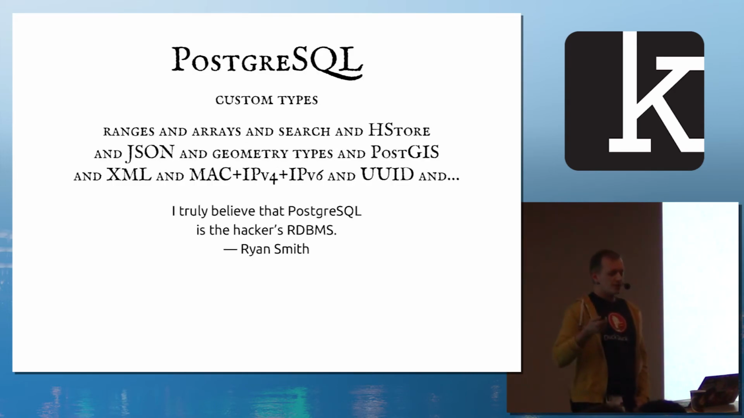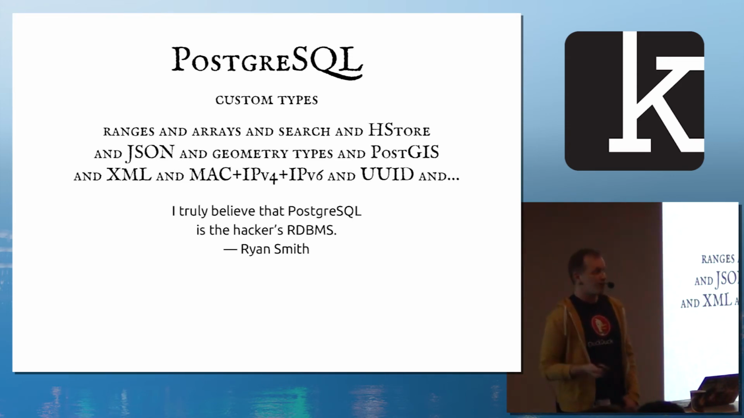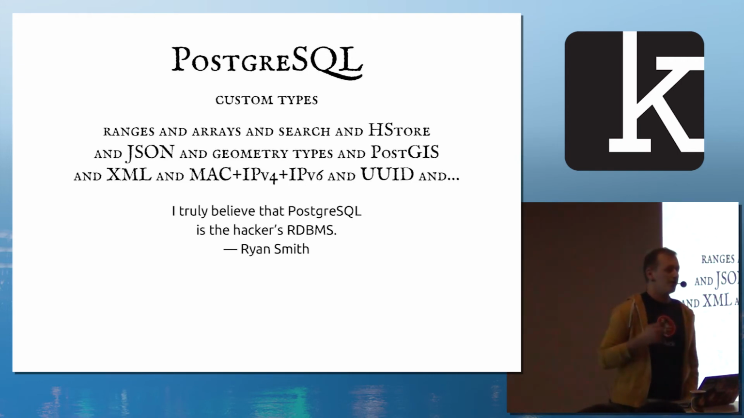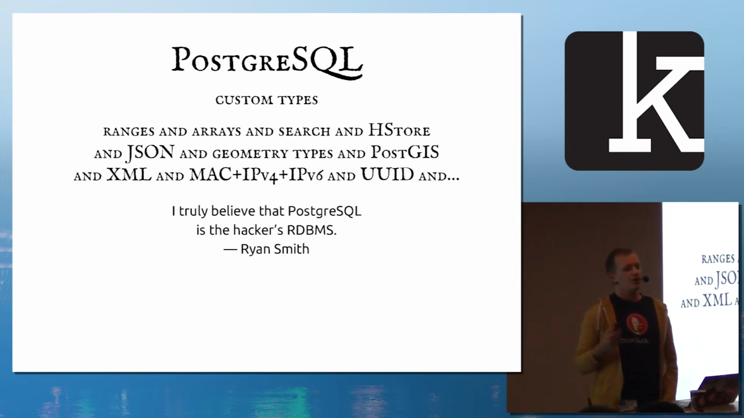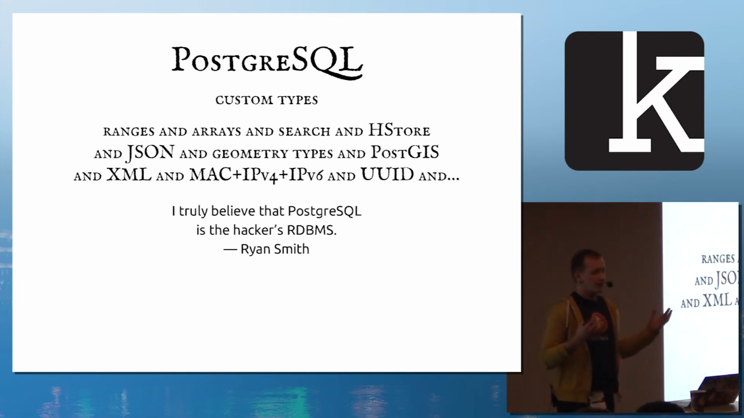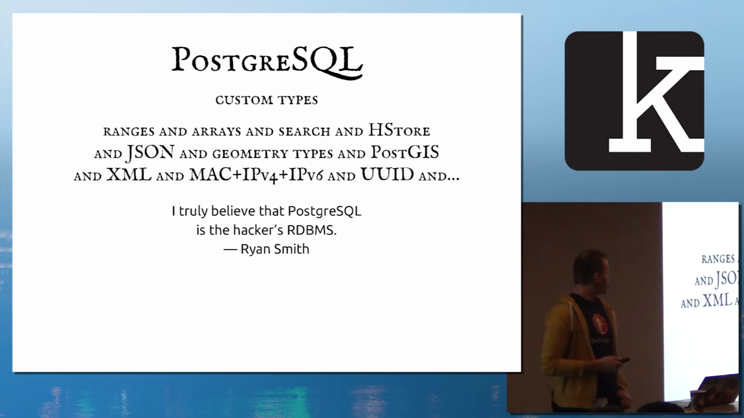So PostgreSQL: custom types, ranges, arrays, search. You can create wonderful tsvector searches, HStore, which is a key-value store, JSON and geometry types, and PostGIS and XML. You can index XML and query it, and you can work with MAC, IPv4 and IPv6 addresses, and UUID is supported natively, and so on and so forth. PostgreSQL is really, really the hacker's database. Please play with it when you have time. There is quite often not much need to use other databases, other than for properties like being in memory or anything like this.